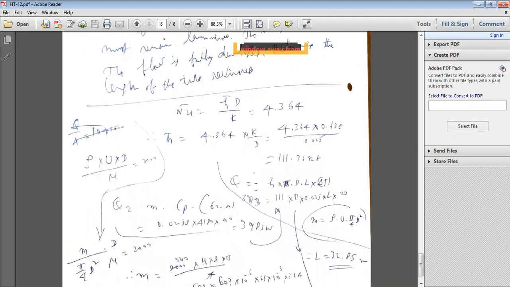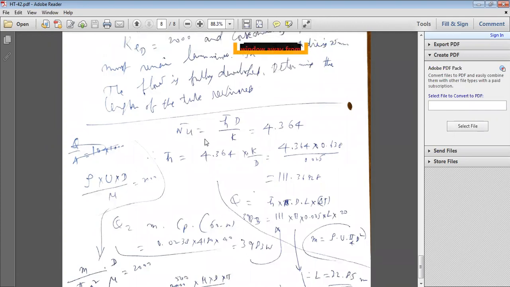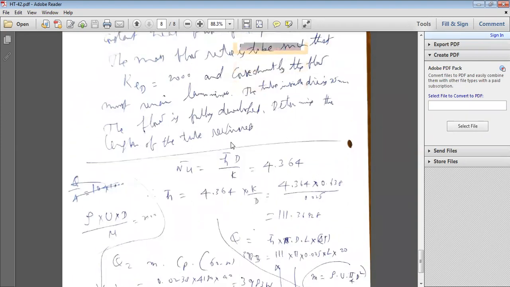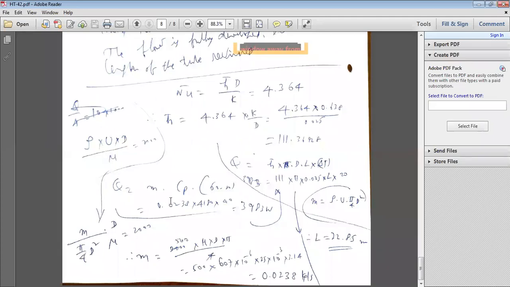Same analysis. Here also, for constant heat flux condition, the constant value is 4.364. So Nu bar is equal to h bar D divided by k, which is equal to 4.364. From this, h bar is equal to 4.364 into k by D. So from this, you can get the h bar value, 311.36928.